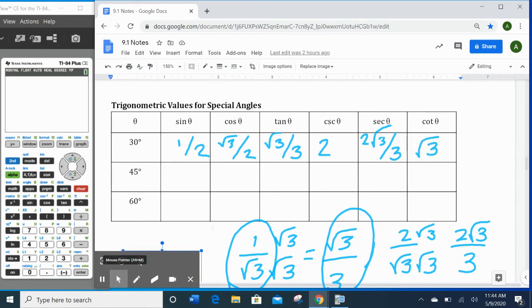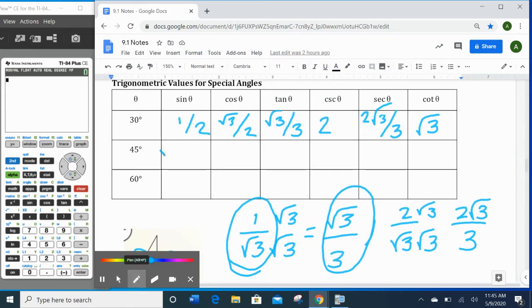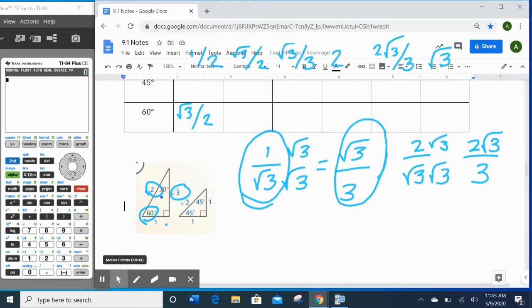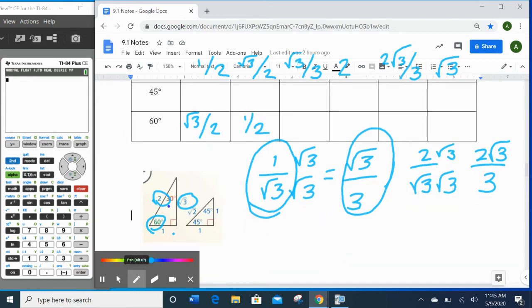So I'm actually going to jump down to 60 because while we're talking about it, it's the same ideas, just 60 is over here. So the opposite side to the 60-degree angle is the √3. So the sine of 60 degrees is √3 over 2. And the cosine is adjacent over hypotenuse, which is 1/2. And the tangent is opposite over adjacent, or √3 over 1, which is √3.